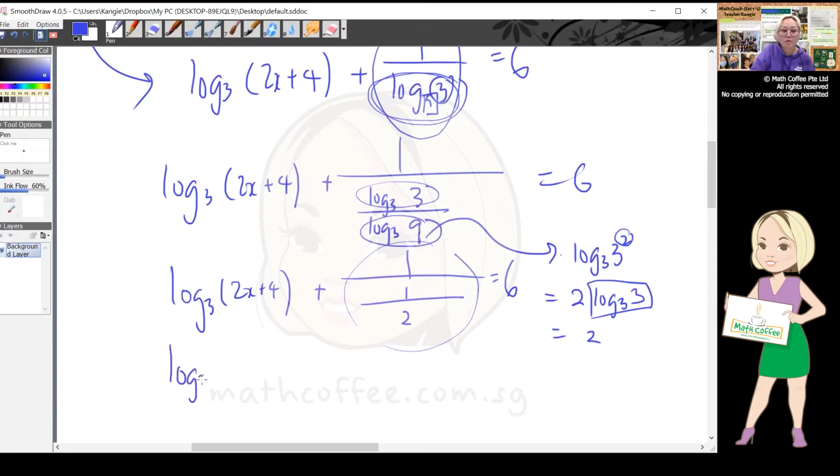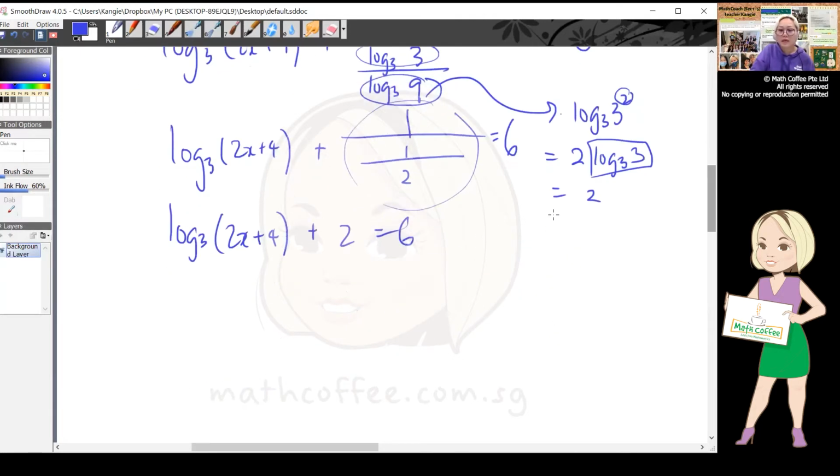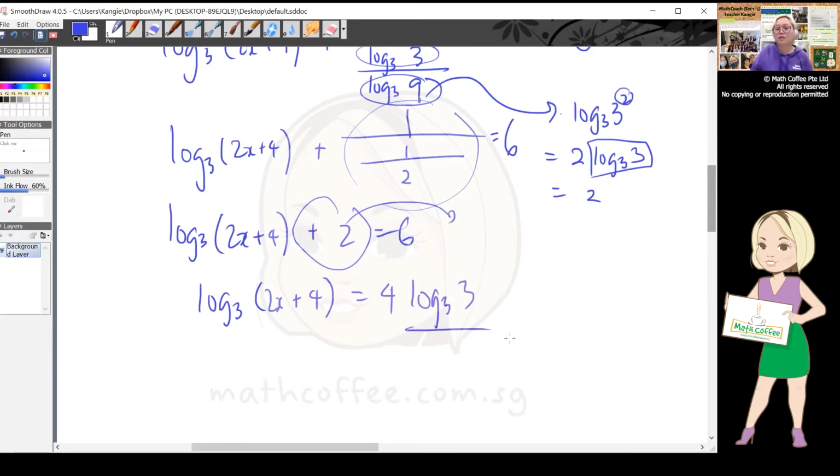So it becomes log base 3 of (2x plus 4) plus 2 equals 6. And I can bring the 2 over to the other side, so it becomes log base 3 of (2x plus 4) equals 4. When you come down to here, there are two ways of doing it. Sometimes some students change the 4 to log base 3 of 3, because we know that log base 3 of 3 is 1. Then after that, they bring it up to the 4, and then they compare: 2x plus 4 equals 81. But I usually don't use this.